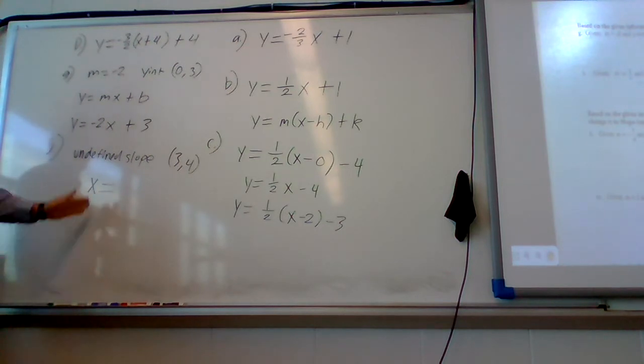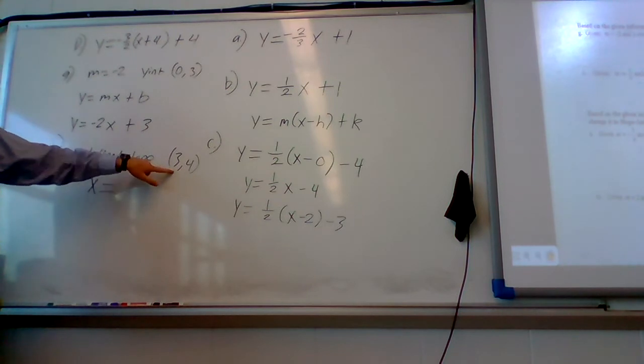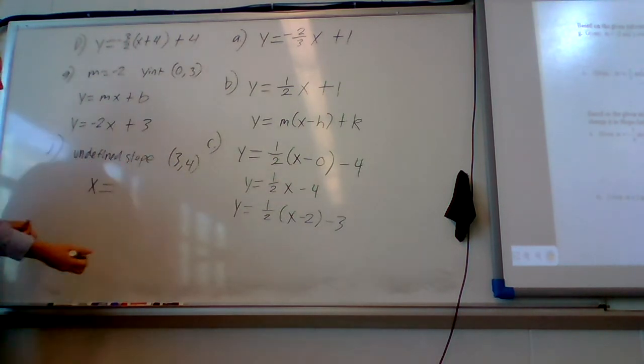Right? Vertical line, meaning we're not going to cross that y-axis. We're going to be crossing our x-axis. Where do we cross our x-axis? Right. Not at 4, that's our y value. It's going to be at 3. There's our x value.